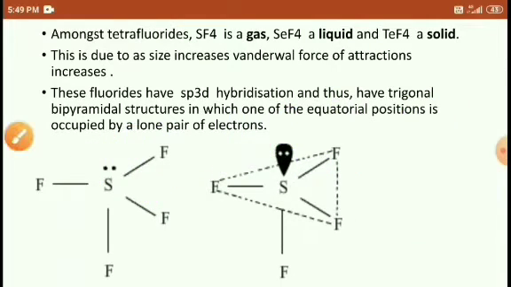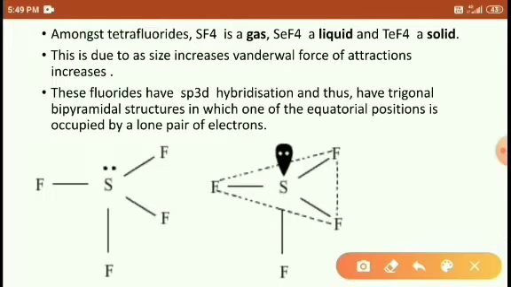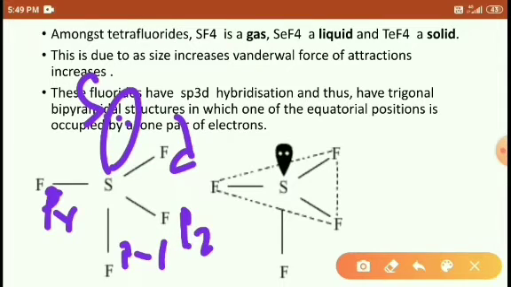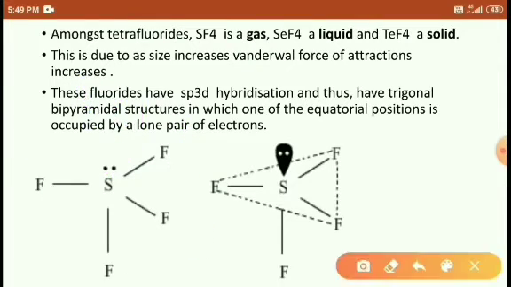Right, students? So it is sp3d hybridization and the structure is trigonal bipyramid. So look at here. This is the s, px, py, pz, and this is d. So sp3d hybridization this is, right, students? This pair of electrons is in the s orbital, and it is a trigonal bipyramid. This is a trigonal. Here the trigonal.